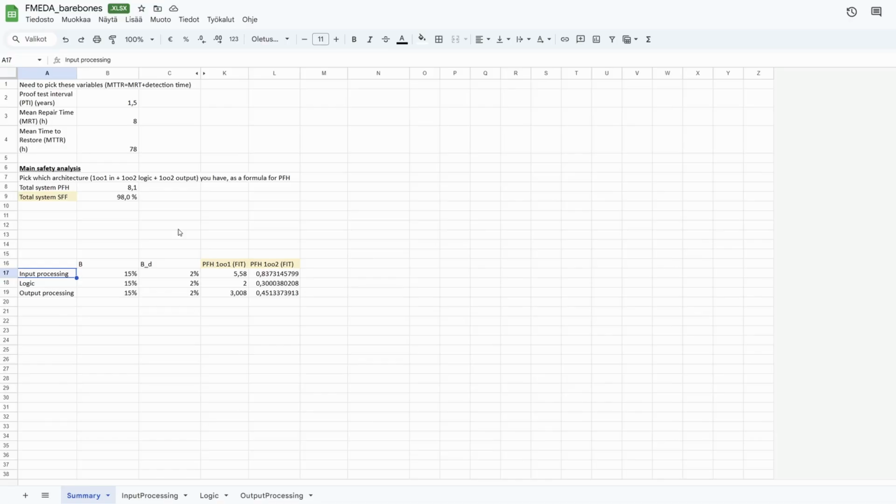Once all of the subsystems have their own data put into these fields, you can bring that to the top level where we have the secretive PFH calculation. The PFH is given in the standards as a calculation for the simplistic mode. We can also calculate it using, for example, Markov modeling.